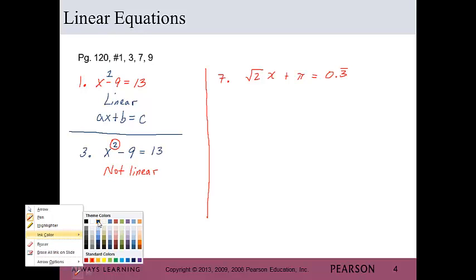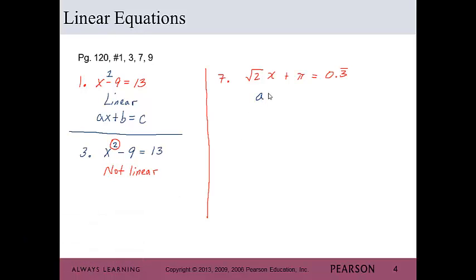Now recall that the form of a linear equation is ax plus b equals c. So even though we have the square root of 2 and the pi, we're going to look only at the variable x. The exponent on x is the 1. Therefore, this is linear. A is represented by the square root of 2, b is represented by pi, and c is 0.3 repeating. And remember that a, b, and c can be any number.